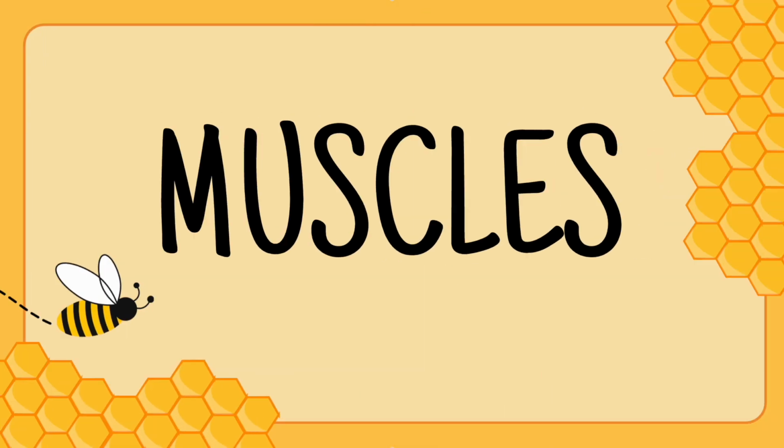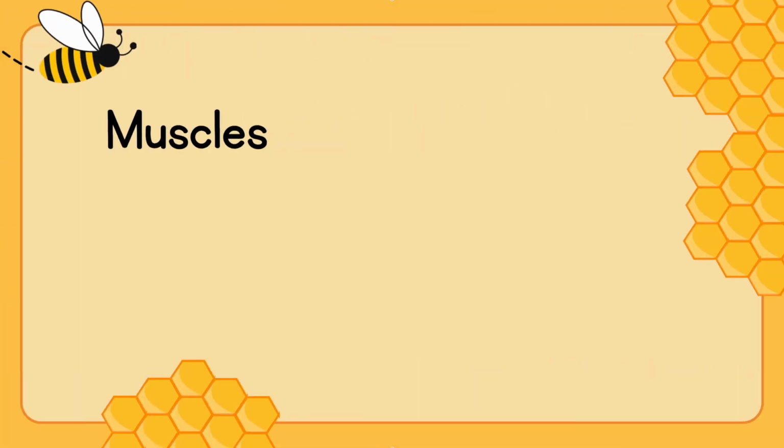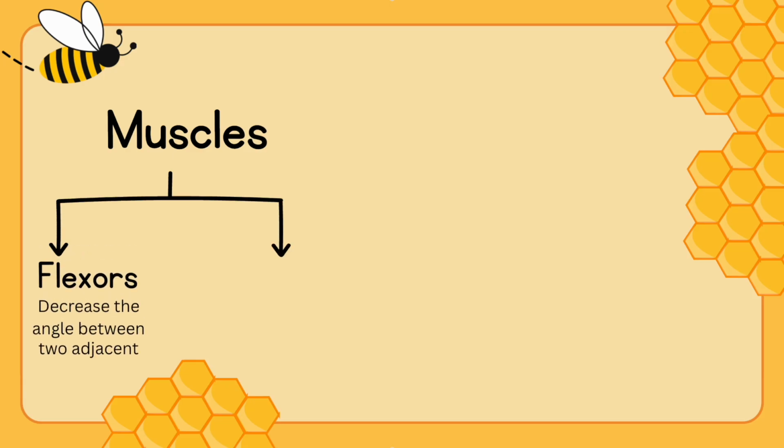In order for us to understand the neuroscience of movement, we need to understand the types of muscles there are and how they work. So in terms of the types of muscles, we have two main types. We have flexors, which decrease the angle between two adjacent bones. For example, your humerus is your upper arm bone, and then you have your radius and ulna, which are your lower arm bones. And obviously there is a joint in between them.